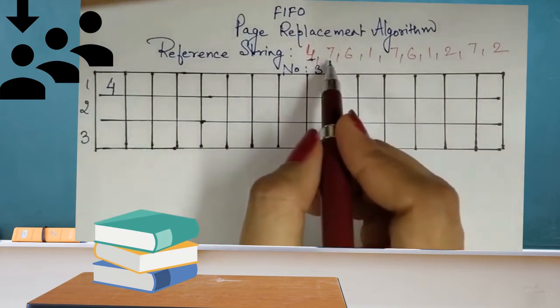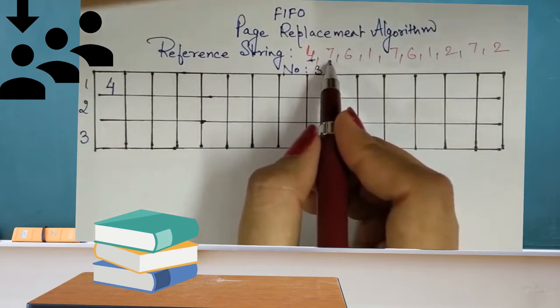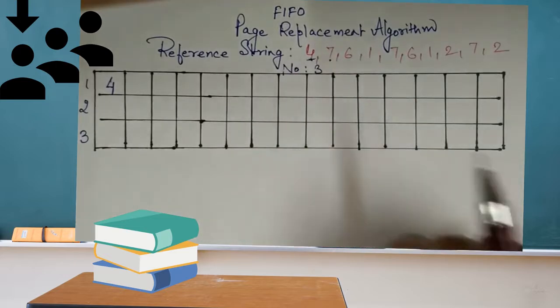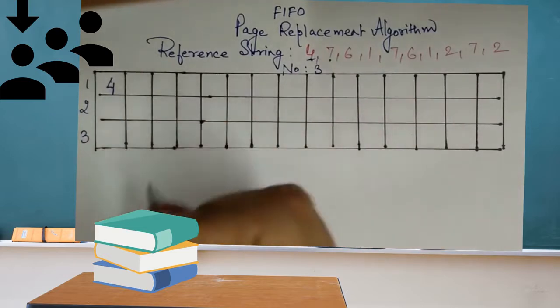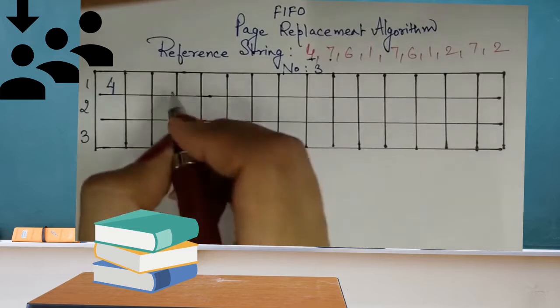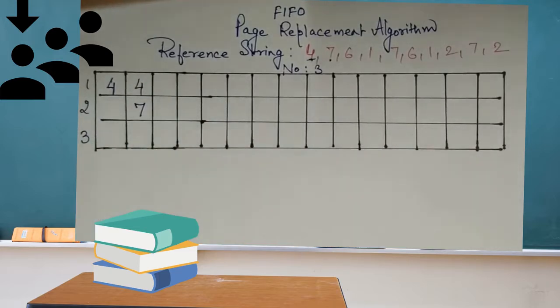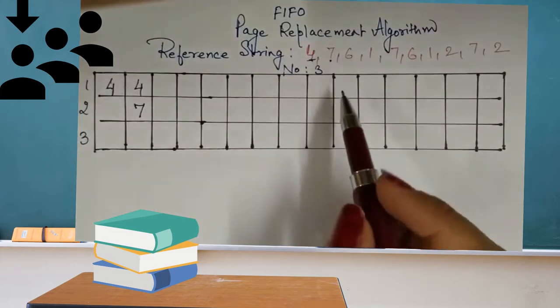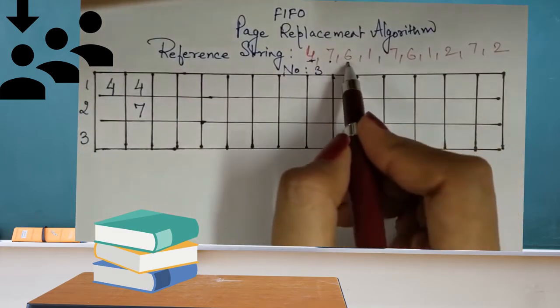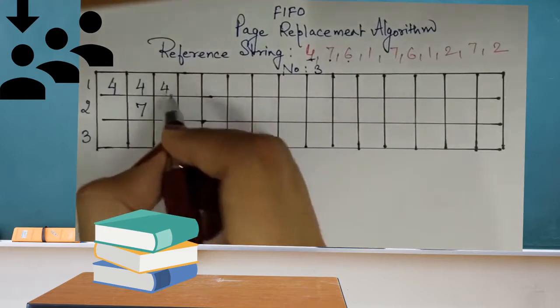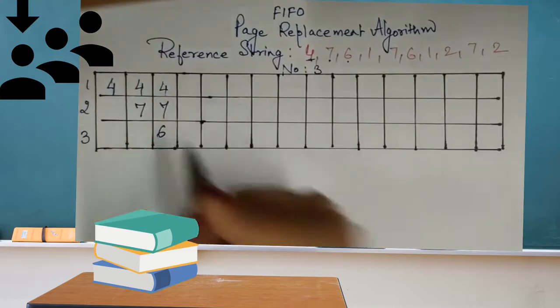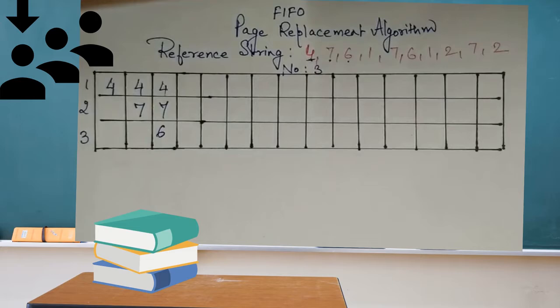Moving on to the second element, that is 7. So 7 has to be introduced into the memory. It is demanded by the CPU. Again I can accommodate 3 pages at a time, so 7 can also be introduced without any replacement. Coming on to the next page, that is 6, we'll be giving it a frame, that is frame 3. Now till here we have all the pages accommodated into the frames.